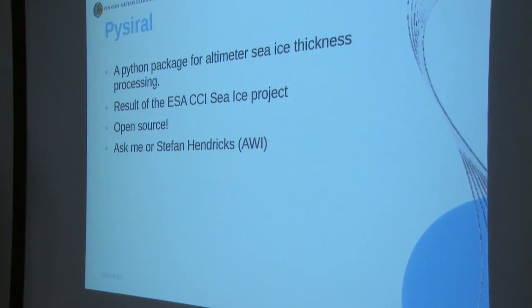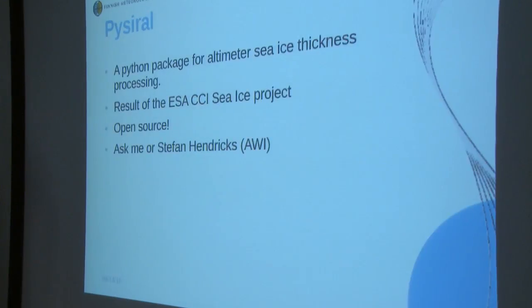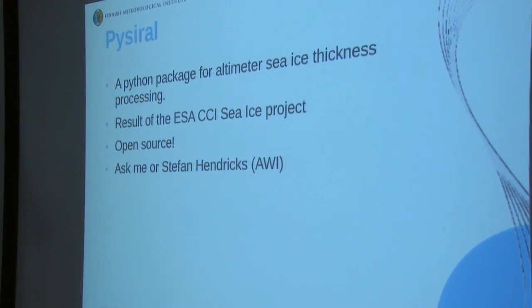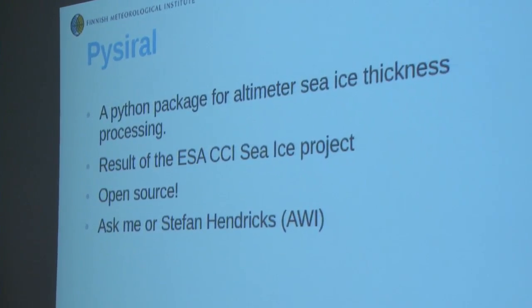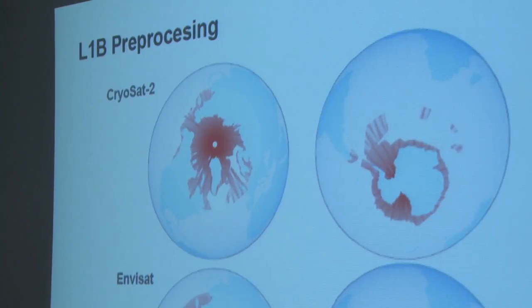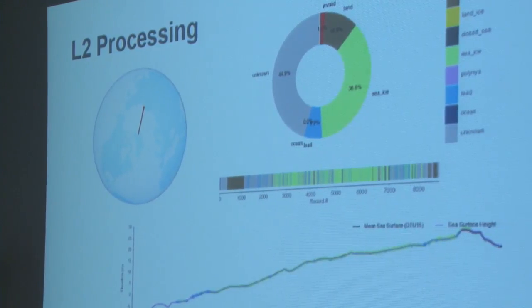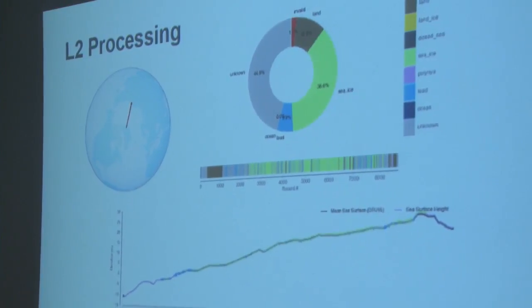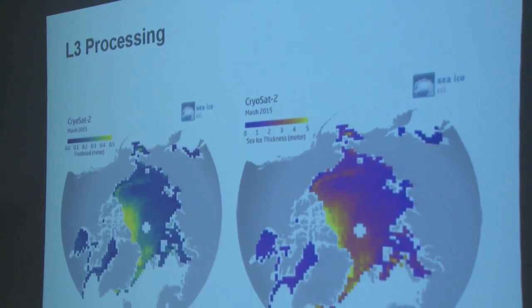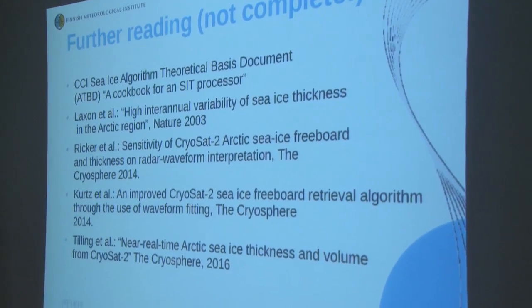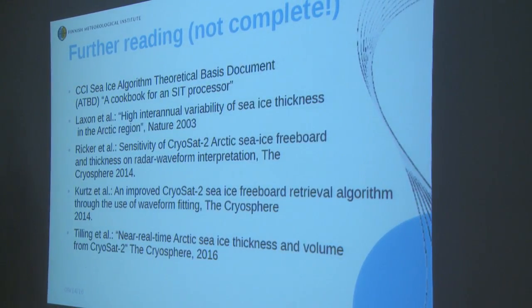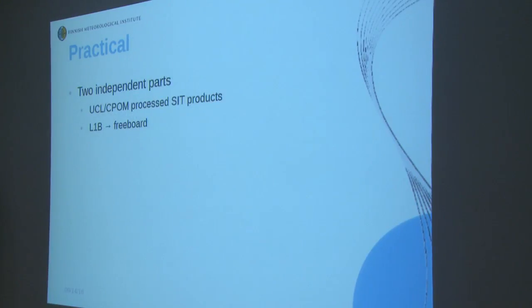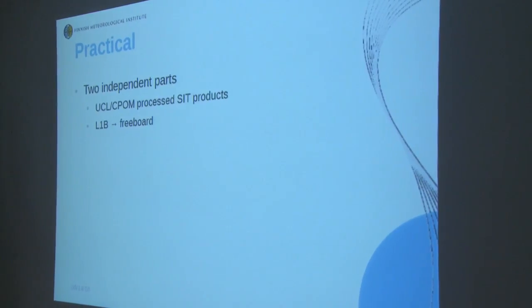Right, how much time do I have? I'm already running late. So if someone wants to really get into the sea ice thickness processing, Google a package called PySerial. It's a Python package that does pre-processing, all of the mean sea surface height thing, retracking, gridding, open source, made at Alfred Wegener Institute. Very nice. Further reading, you don't need to go through those now. When you get the slides in the end, if you're interested, look into those.